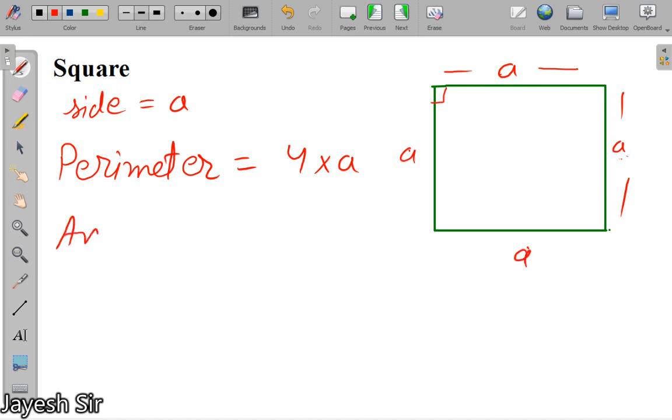And area of a square is side square, that is A into A, or you can write A square, or you can say side square. Area of a square is A square.